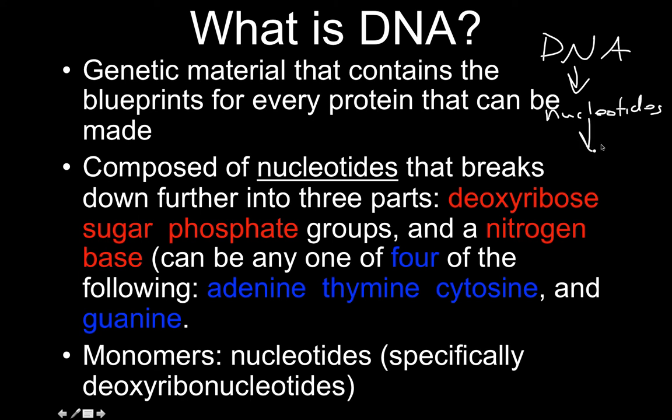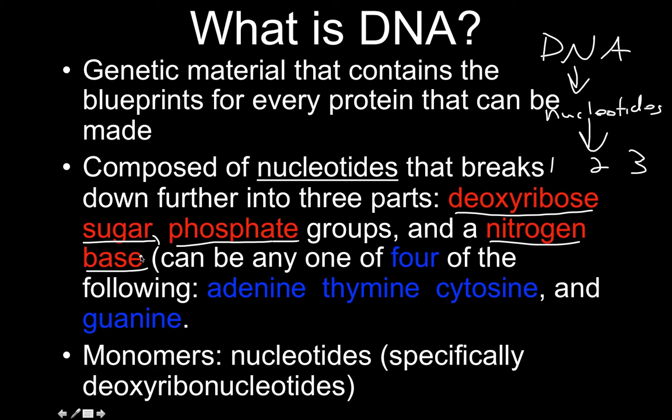And those nucleotides break down further into three groups. The first is a deoxyribose sugar, a specific type of sugar that's called deoxyribose. The second thing is a phosphate group. The first thing was a deoxyribose sugar, the second thing is a phosphate. And number three, the third thing that makes up a nucleotide is a nitrogen base.